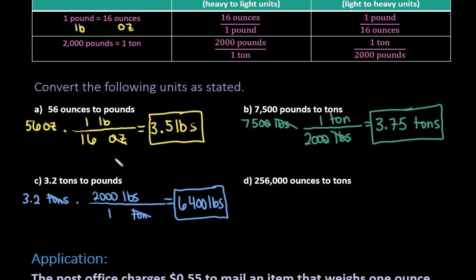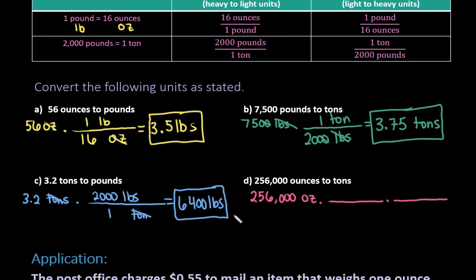All right, and then the last one I wanted to show you is what to do if you are not given a direct conversion. So for this one, we have 256,000 ounces to tons. It doesn't make a lot of sense to talk about 256,000 ounces, so it's better to convert it to a smaller number to work with. That would be the purpose of going from ounces to tons.